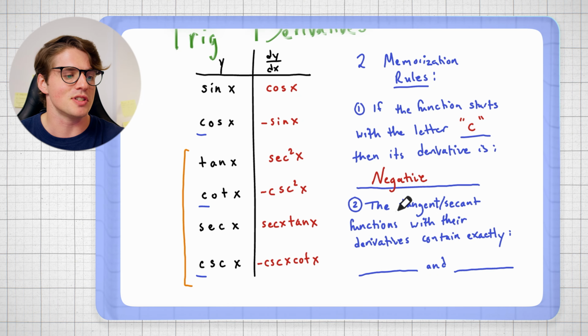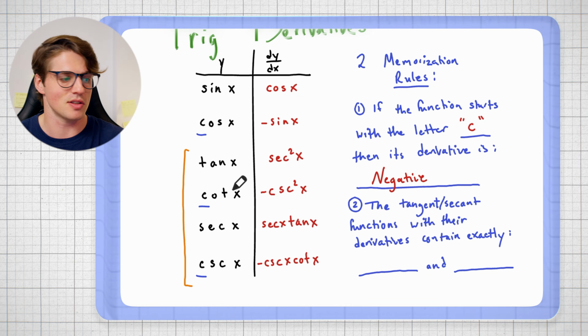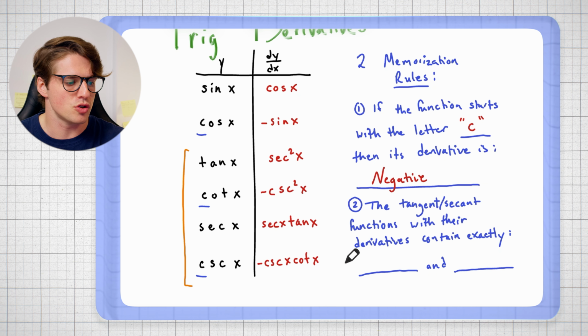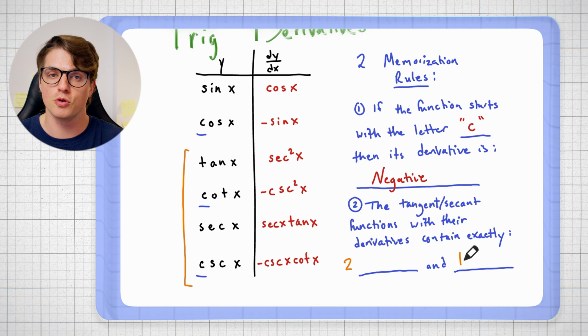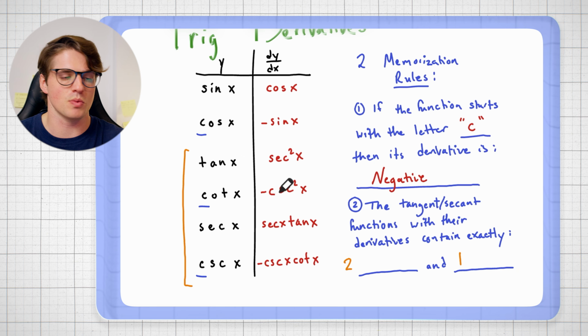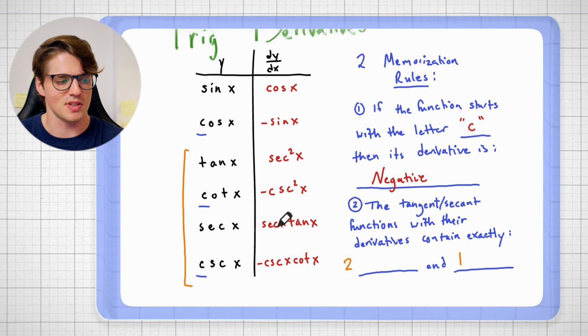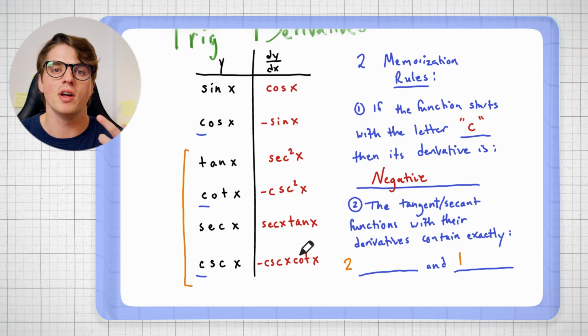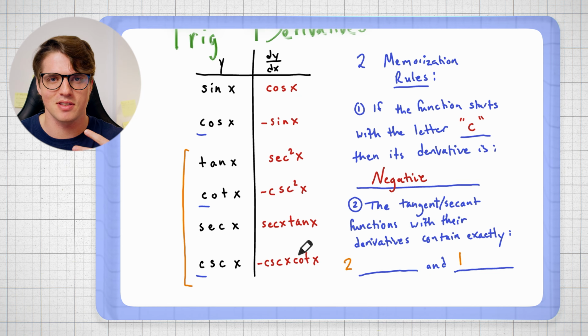So the tangent and secant functions with their derivatives, if we look across this line, they always contain exactly two blank and one blank. So tangent with secant squared, cotangent with cosecant squared, secant with secant tangent, and cosecant with cosecant cotangent. We always have two secants or cosecants and one tangent. Okay, how does this help me?